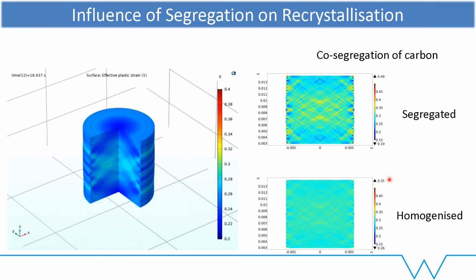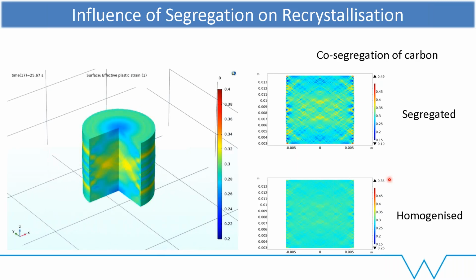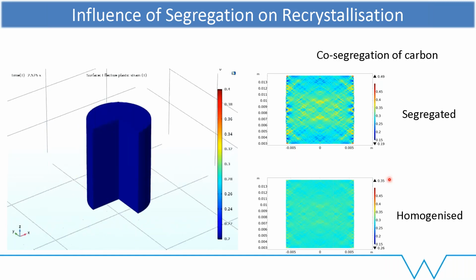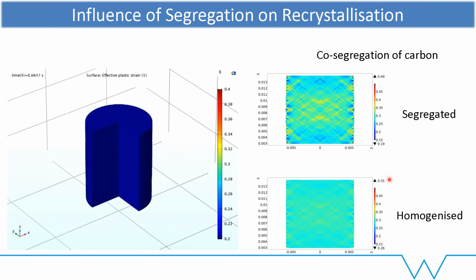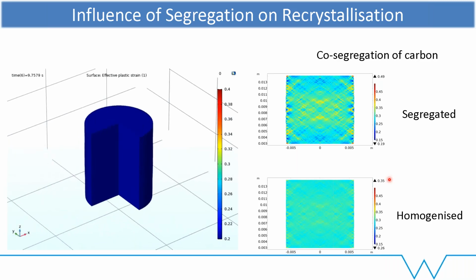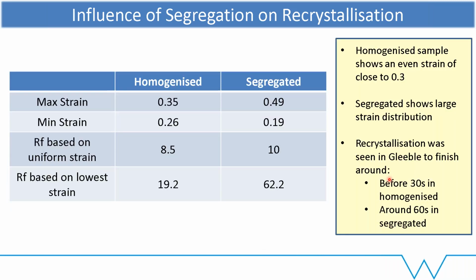So as you can see here, we've got the full Gleeble sample where we've got the strength map that's been dictated by the actual composition. And we can see that for a 0.3 strain, the segregated sample shows a much broader range of internal, local strains, compared to the homogenized sample. And we can summarize that here. So in the homogenized sample, we're only seeing strain variations within the sample of 0.26 to 0.35 strain, but in the segregated sample, we're seeing strains all the way up at nearly 0.5 and minimum strains of about 0.2.